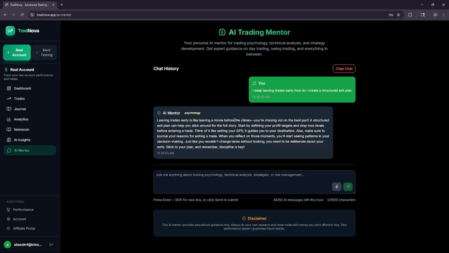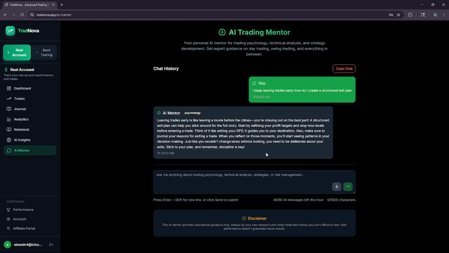Leaving trades early is like leaving a movie before the climax. You're missing out on the best part. A structured exit plan can help you stick around for the full story. Start by defining your profit targets and stop loss levels before entering the trade. Think of it like setting your GPS. It guides you to your destination. Also, make sure to journal your reasons for exiting a trade. When you reflect on those moments, you'll start seeing patterns in your decision making. Stick to your plan and just remember, discipline is key.